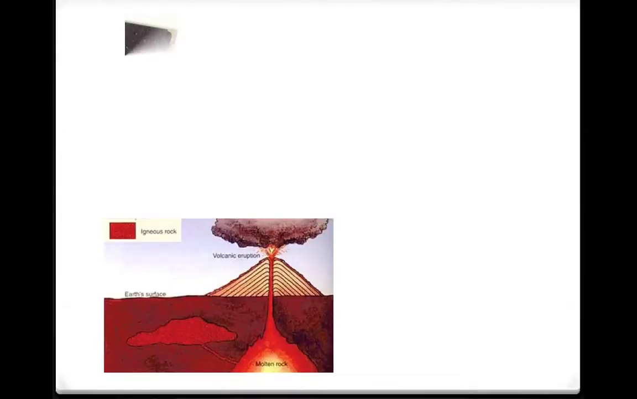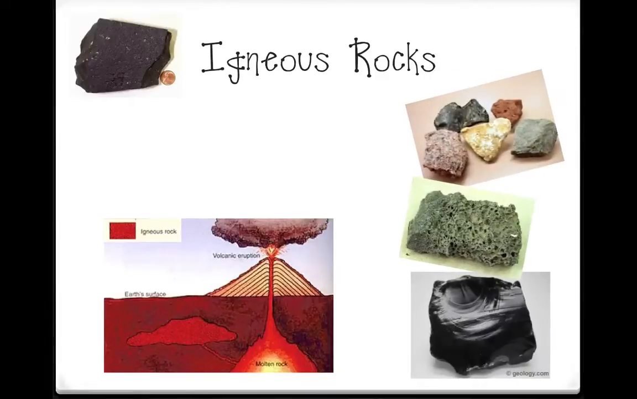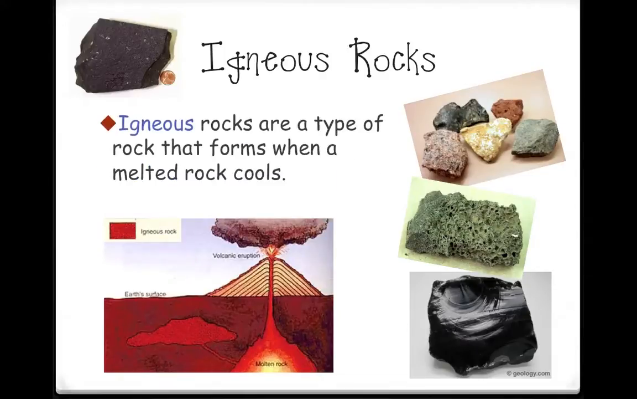Let's stop and look at our first type of rock, the igneous rock. You might notice that all of these pictures of igneous rocks look a little bit different, but they have something very important in common. Igneous rocks are a type of rock that forms when a melted rock cools. Let's take a peek at what real igneous rocks look like when they've been formed from a volcano in Hawaii.